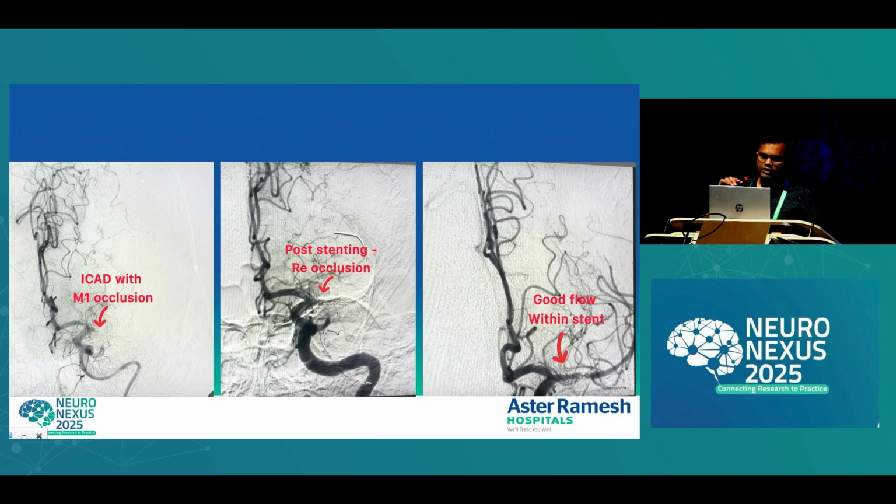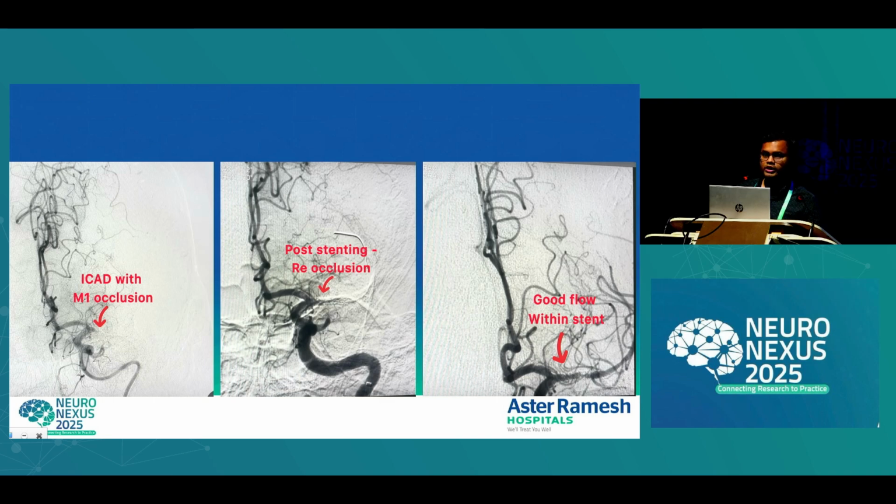Soon after the stenting there is good flow within the stent, but within 5 minutes there is thrombus within the stent region. So we proceeded for thrombus aspiration and tirofiban was given on table. This is after thrombectomy and there is good flow. There is residual stenosis, hence we gave post-procedure tirofiban infusion for 12 hours.